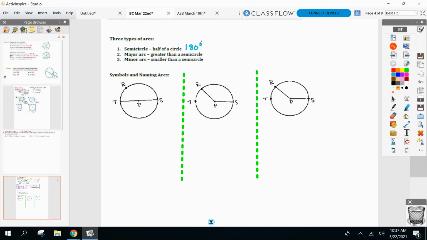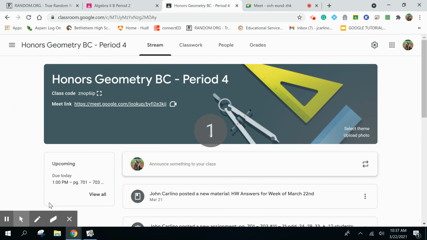So I'm going to test you guys right off the bat today. My first circle I have here. I need somebody to name a semicircle here. Name the arc that would represent a semicircle. And then we'll do an arc that represents a major arc. And then we'll do a minor arc to finish this off. All right, first up, name a semicircle up here.